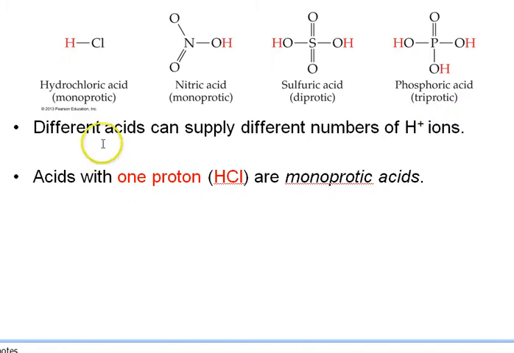Okay. Different acids can supply different numbers of hydrogen ions. So we're going to name them because it's chemistry. It's all about naming stuff. Who doesn't want to name some acids? This is actually not hard. We're not naming the acids. Just one proton, acids with one proton. I think that's in your notes. Acids with one proton are monoprotic acids. It's not organic chemistry. It's not that hard.